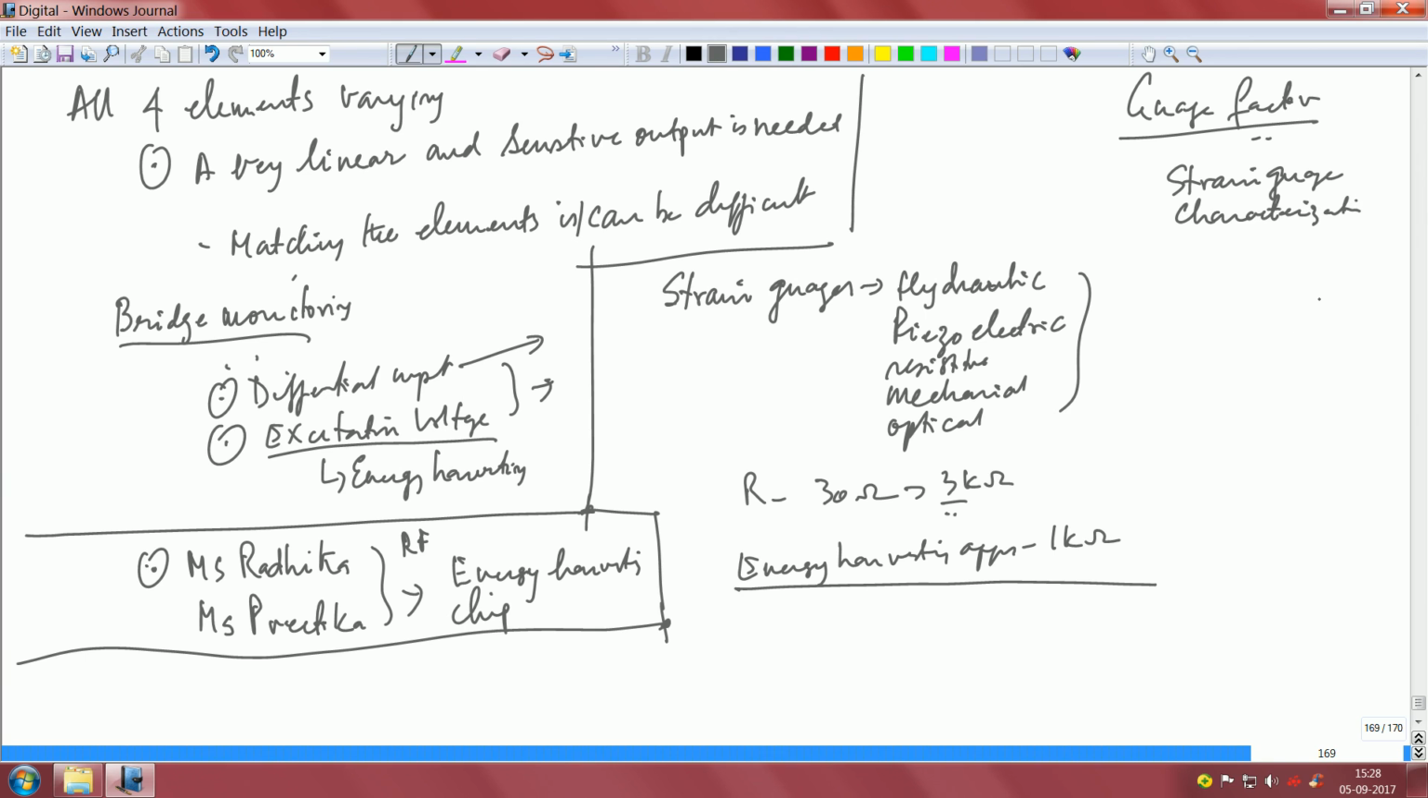Okay. What is this gauge factor? You can look up Wikipedia, but let me tell you, it is the ratio of relative change in electrical resistance, right, electrical resistance to the mechanical strain.